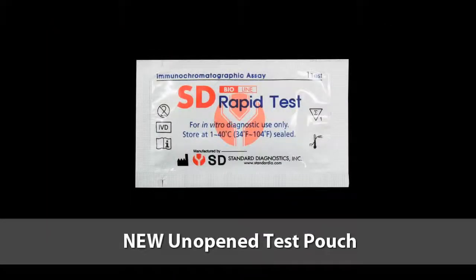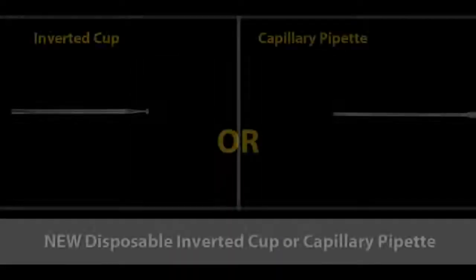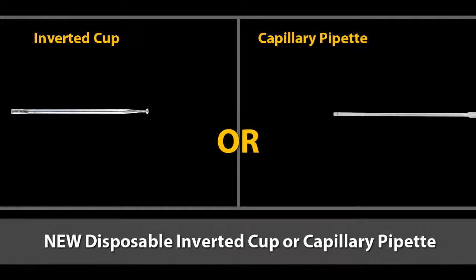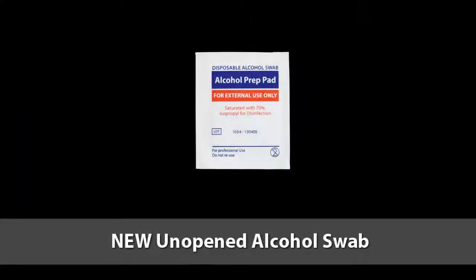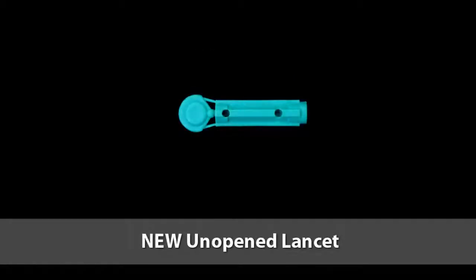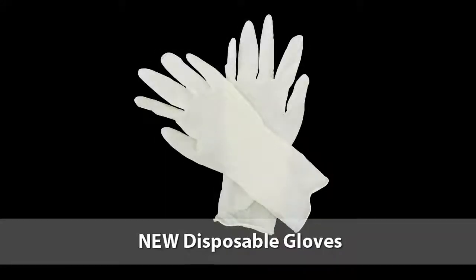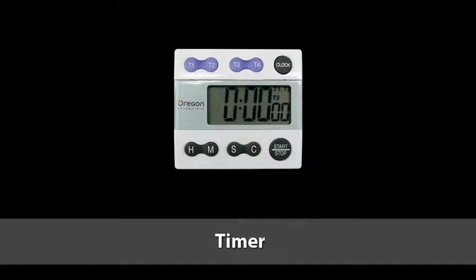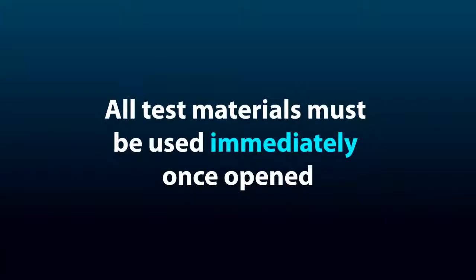New unopened test pouch. New disposable inverted cup or capillary pipette. New unopened alcohol swab. New unopened lancet. New disposable gloves. Buffer. Timer. Now remember, all test materials must be used immediately once opened.